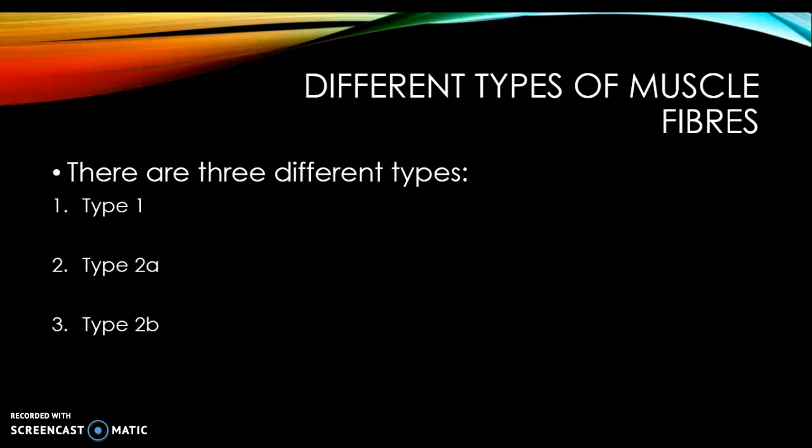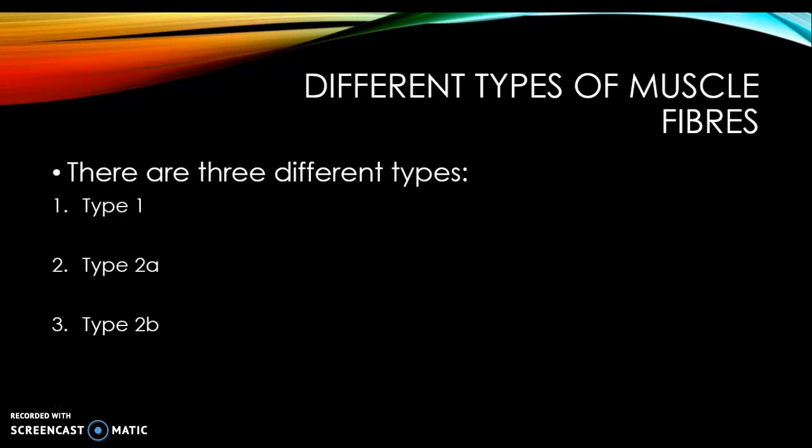Muscle fibers. There are three different types of muscle fibers. These are type 1, type 2A, and type 2B. Type 1 muscle fibers. These muscle fibers contract slowly and fatigue slowly.